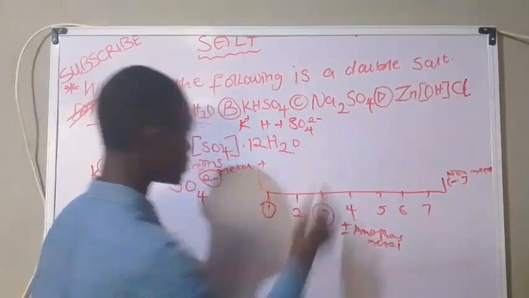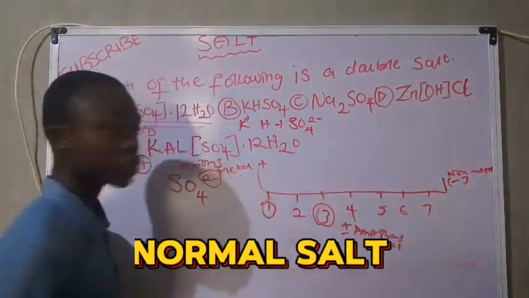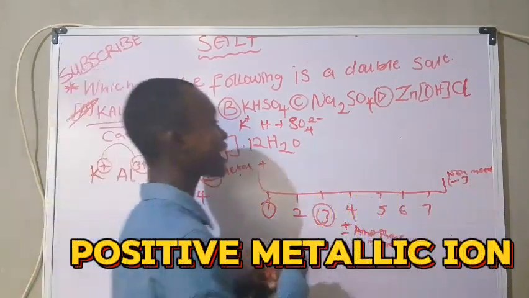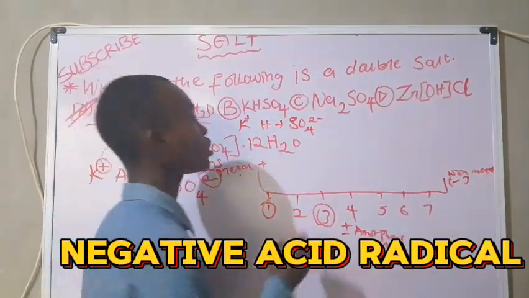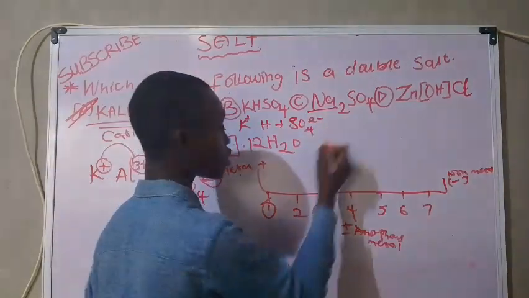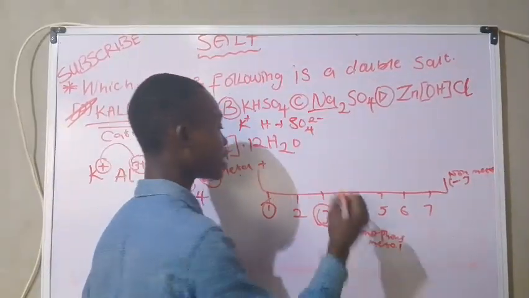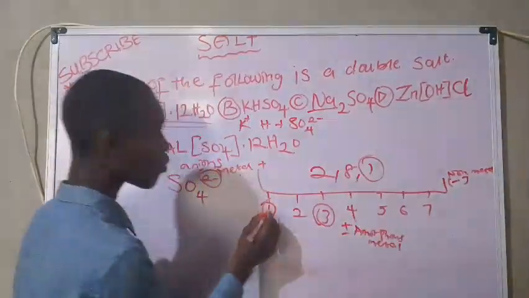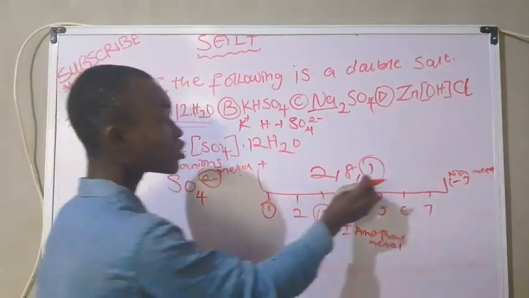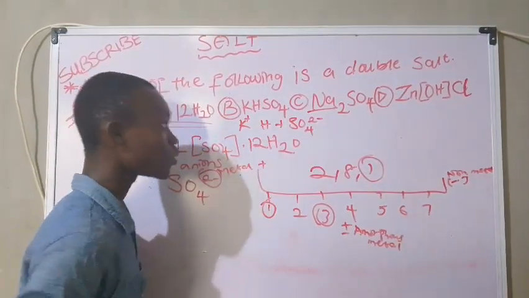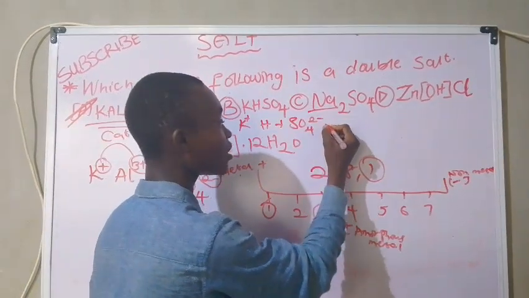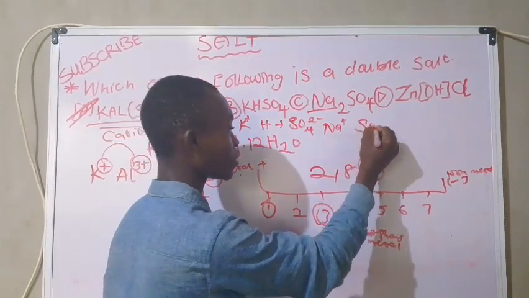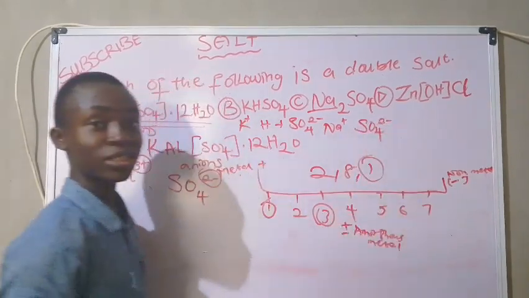So option B is an acid salt. Now moving on to option C, this is a normal salt. A normal salt always indicates a positive metallic ion and a negative acid radical. You can see this is a positive metallic ion. Sodium is a positive metallic ion with the electronic configuration of 2, 8, 1. When it's 1, it falls under metal also, you can see. So sodium is also a metal. So a positive metallic ion is sodium plus a negative acid radical, SO4 2 minus. You can see it is very easy.